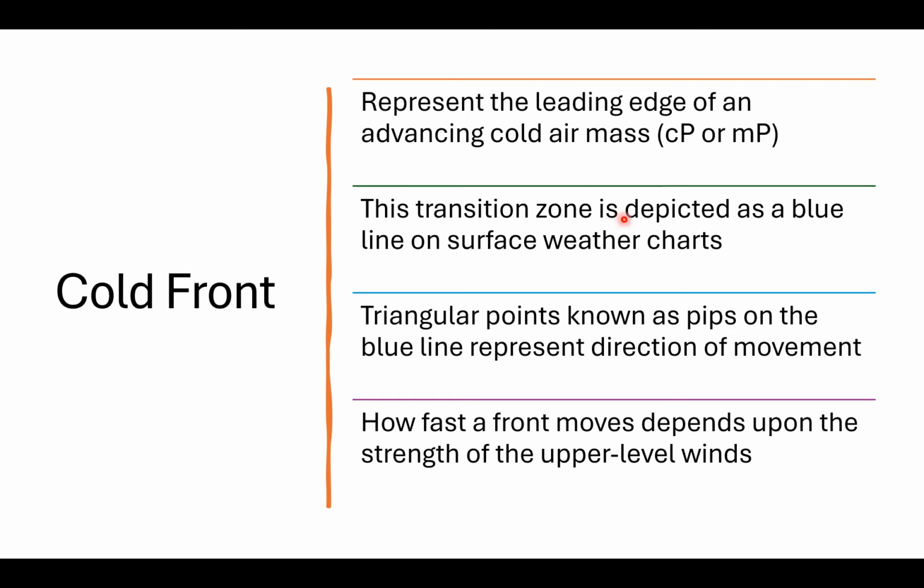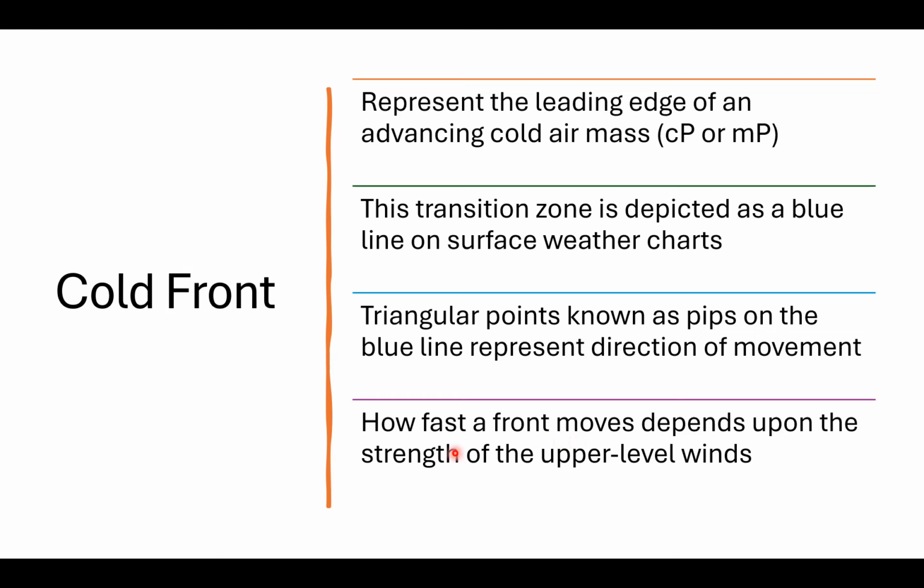All right, so this transition zone of the cold front is depicted as a blue line on a surface weather chart. The triangular points on the blue line are known as pips, and they generally indicate the direction of movement of the front. Now, how fast a front moves really is going to depend upon the strength of the upper level winds. If we have very strong upper level winds, that front's going to move rather quickly. If we have weaker upper level winds, that front will tend to be slow moving.